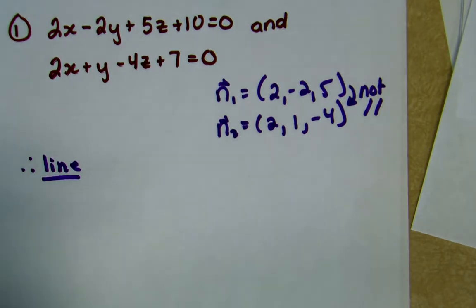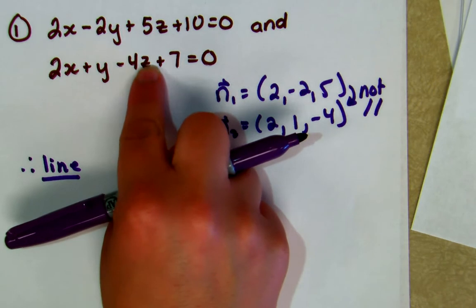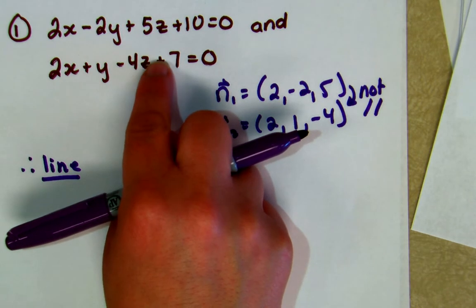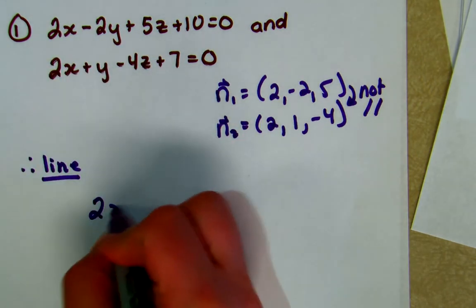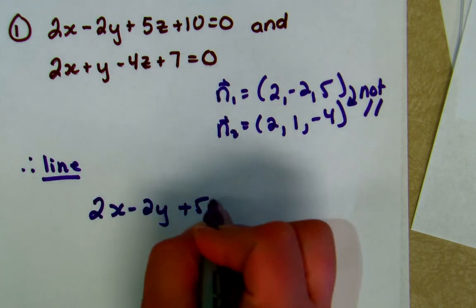So I'm expecting to get something. I can't get a unique solution where it's a single point. I'm going to have something with a parameter in it. So how we do this is we're going to try and eliminate one of the variables. So I have two x's in both equations. So I'm going to eliminate the x's.